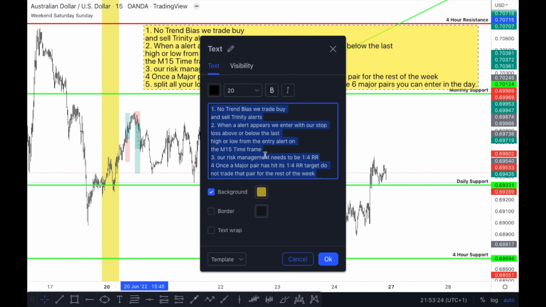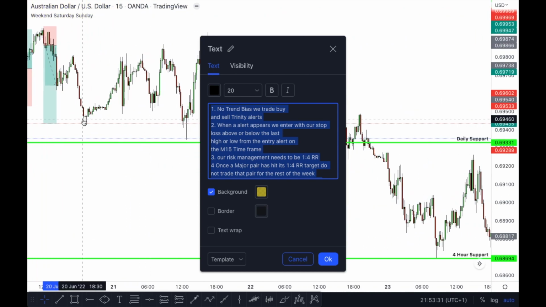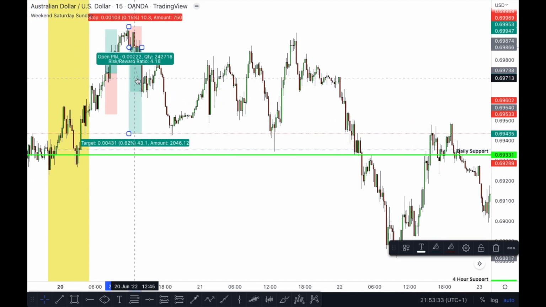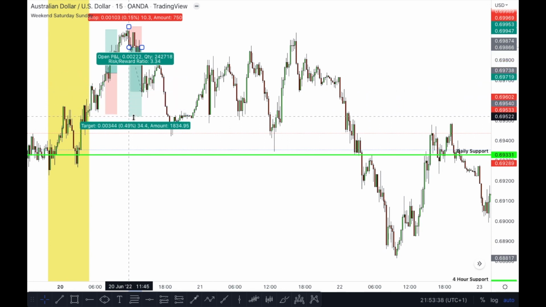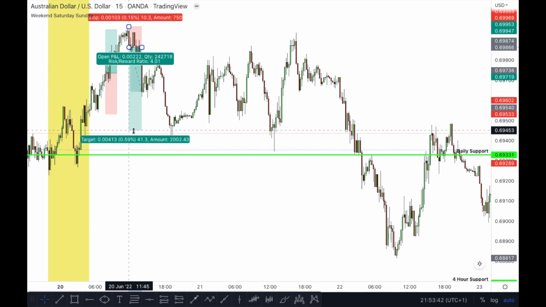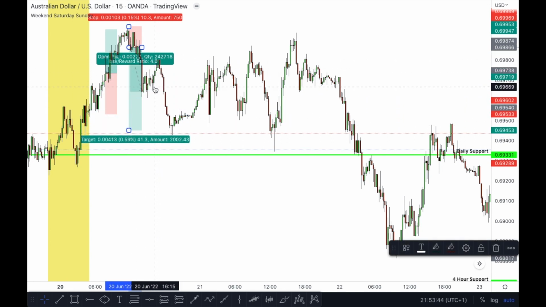Our risk management needs to be 1 to 4 RR, which is 1 to 4 risk to reward. What does that mean? When you go over to TradingView, you can use the long and short tool, and if I click on this, you can see as long as you move this tool from the entry that you got, you can just move it to 4, and this is what you need in the market to be able to have the trade that we're looking for. This was a 1 to 4 risk to reward trade.